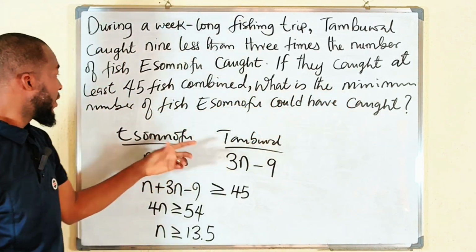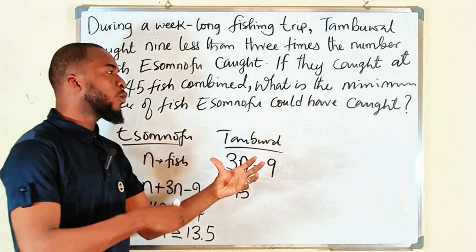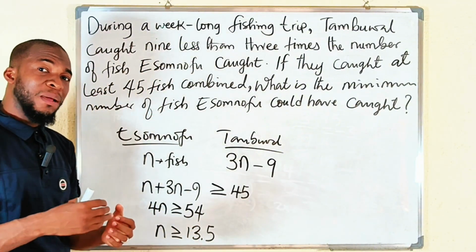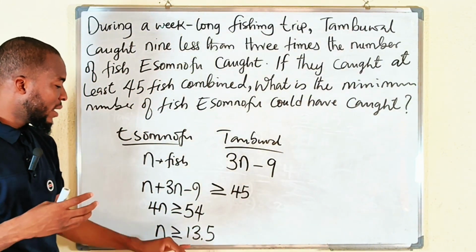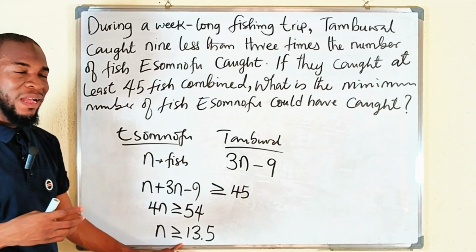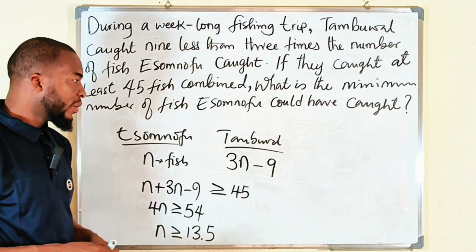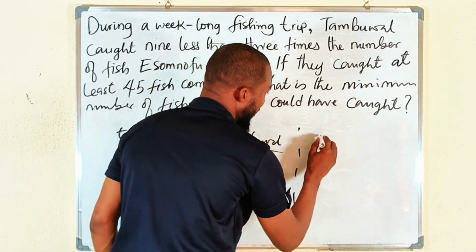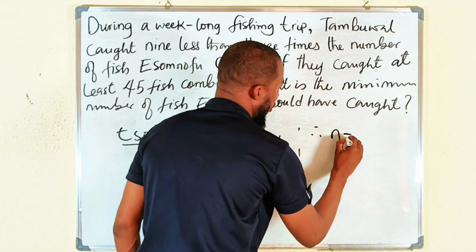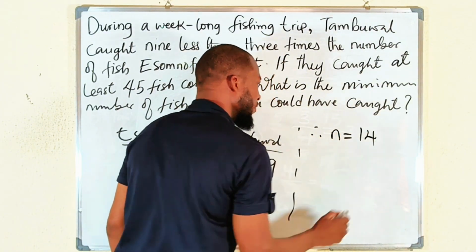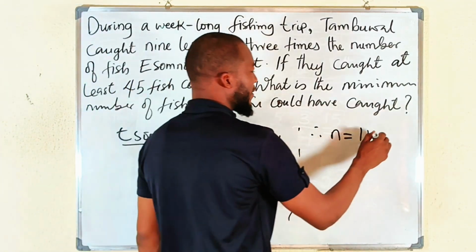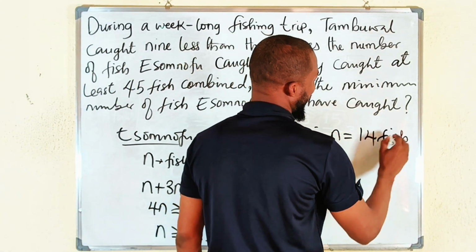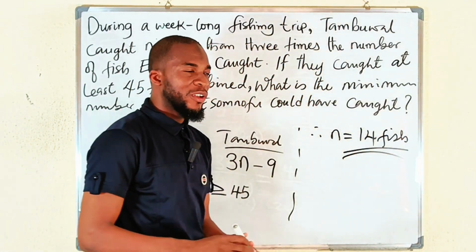But the question is stated that, what is the minimum number of fish Esomnofu could have caught? Talking about number of fish, you should expect a whole number. So n greater or equal to 13.5 implies n equals what? 14. Just round it up to 14. 14 fish. This is the solution to this problem.